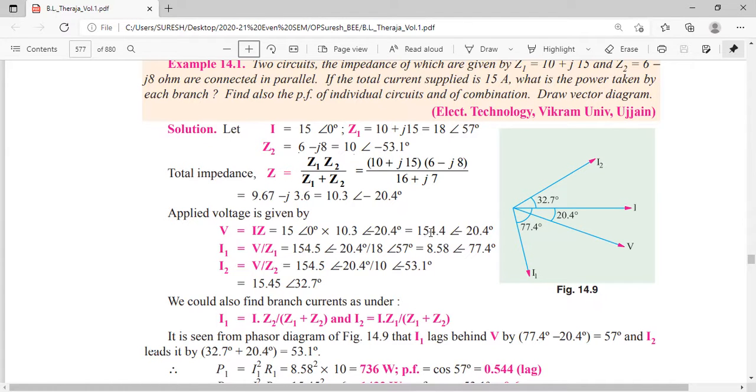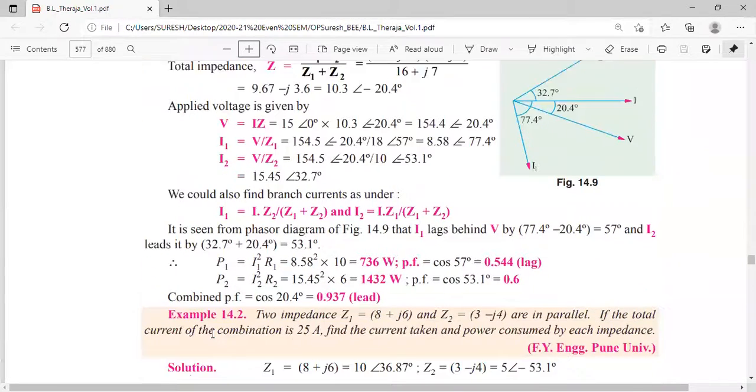We got 150.58. They got 150.4 point something. Okay. And the angle we have got is 19.7. They got 20.4. Now come to the powers.